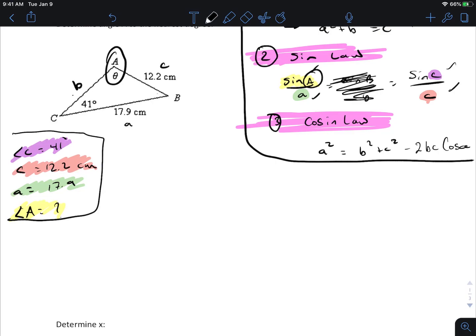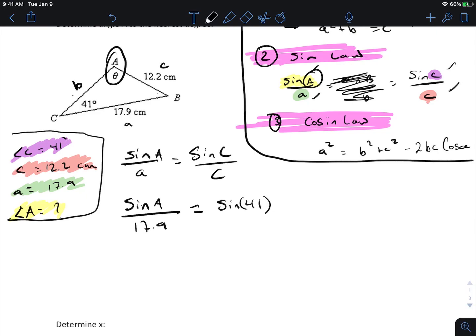So I'm just going to rewrite sine law with whatever side lengths I have. Sine of A over A is equal to sine of C over C. And then I'm just going to fill in the information that I know. So sine of A, I don't know what A is, over 17.9 is equal to the sine of C, which is the sine of 41, divided by 12.2. Do we have any questions?